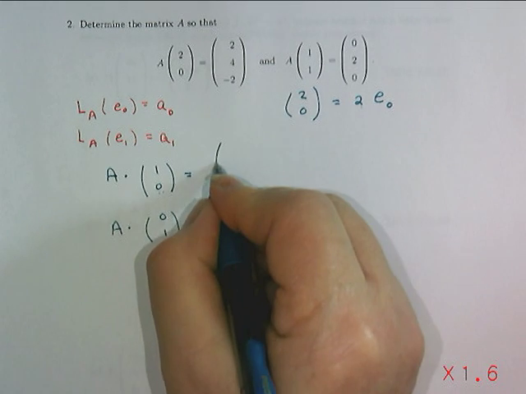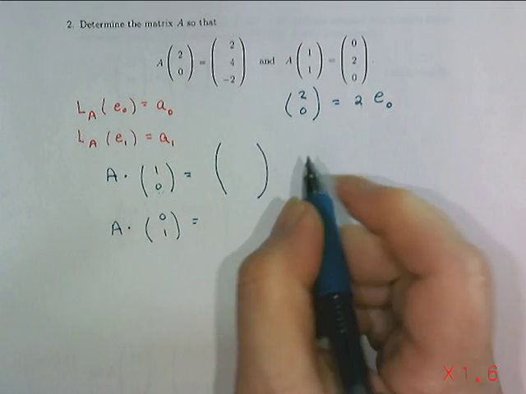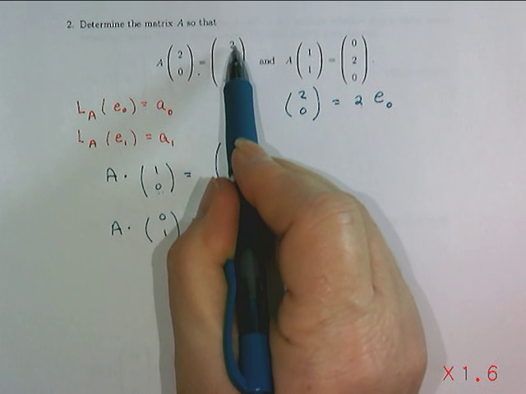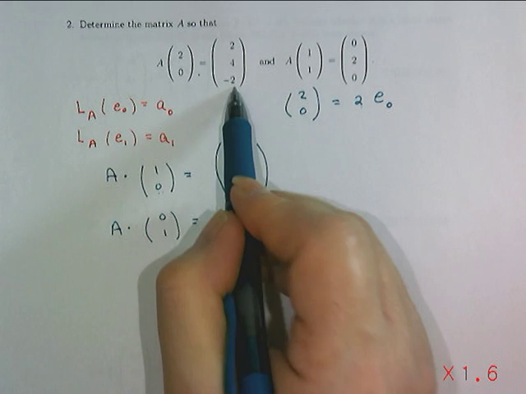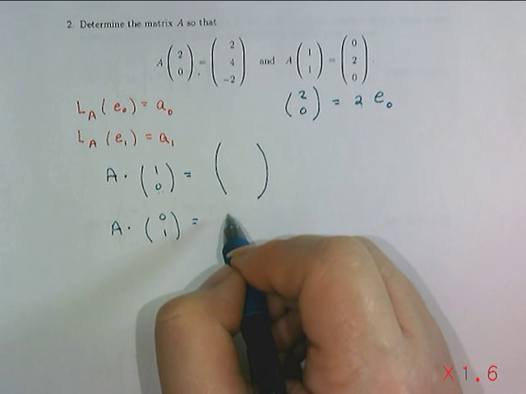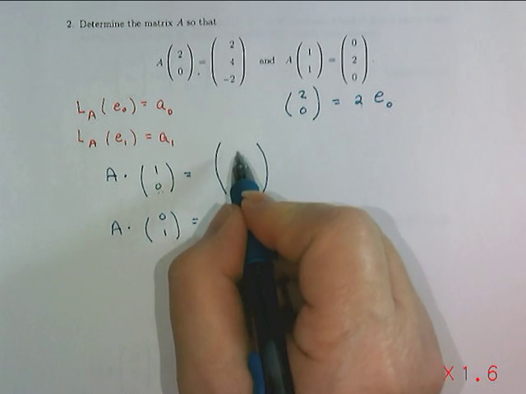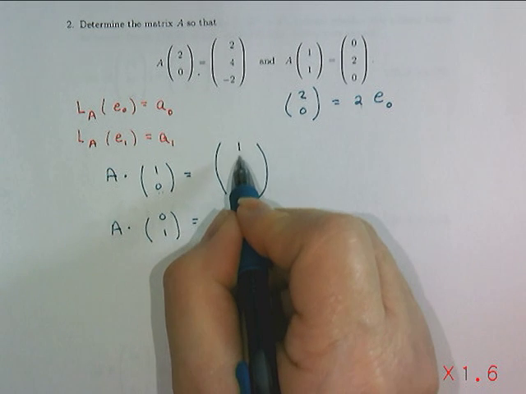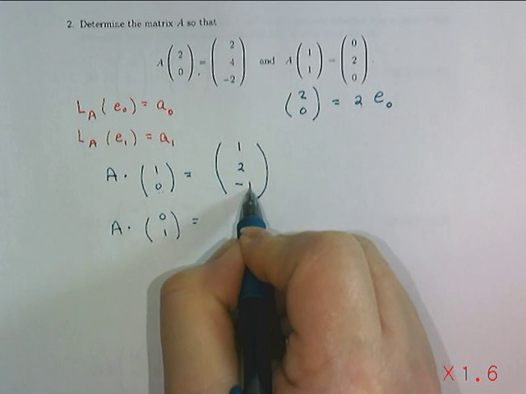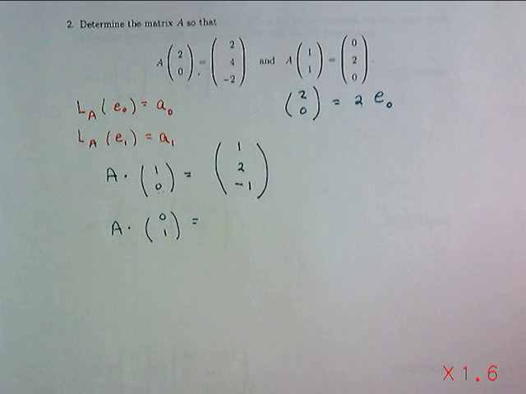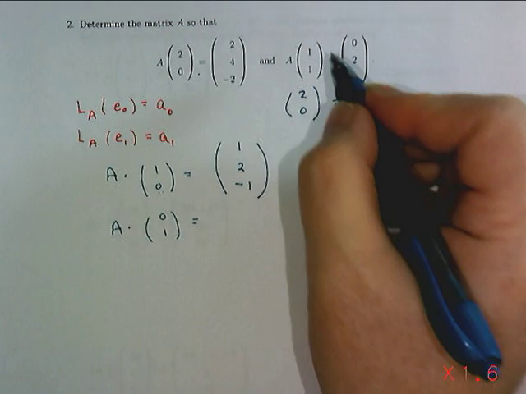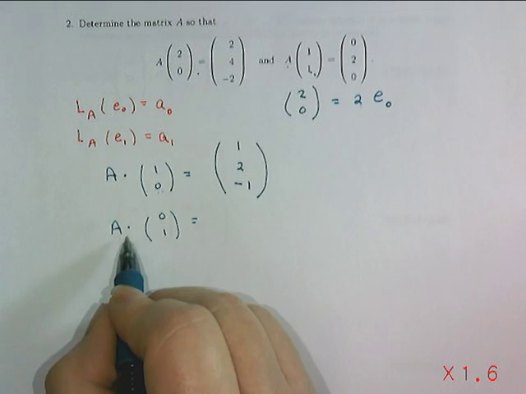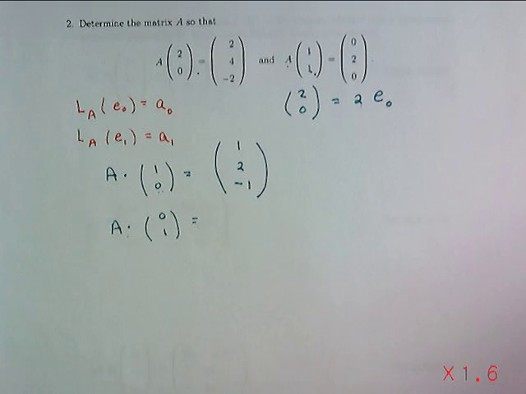So it's going to be 1/2 times the vector with components 2, 4, -2. Scalar multiplication means the resulting vector will have components 1, 2, -1. So we know the first column of A. What about the second column? What else do we know? We know A times 1, 1. We want to figure out what A times 0, 1 is.